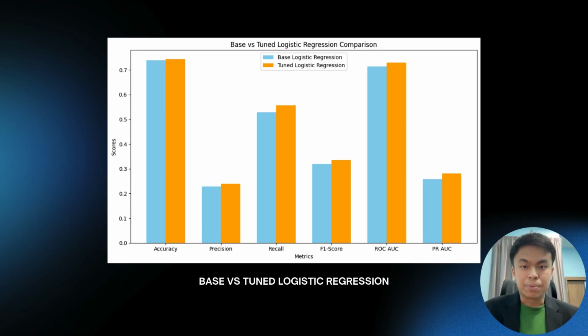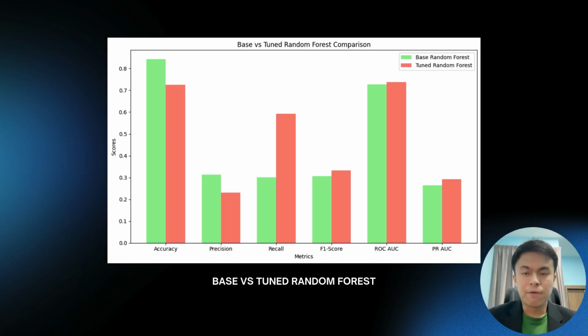This is one of the examples where we compare the base model of logistic regression versus the tuned model of logistic regression. We can see that the metrics in logistic regression have improved by a little bit. So I see that as a significant improvement. For our random forest, the base versus the tuned one, the accuracy and precision drop a little bit, but as a trade-off, the recall has improved significantly. And also the F1 score, ROC AUC, and also our main score, the PRAUC, has improved.